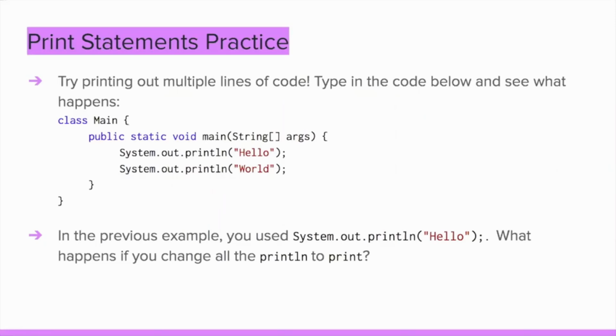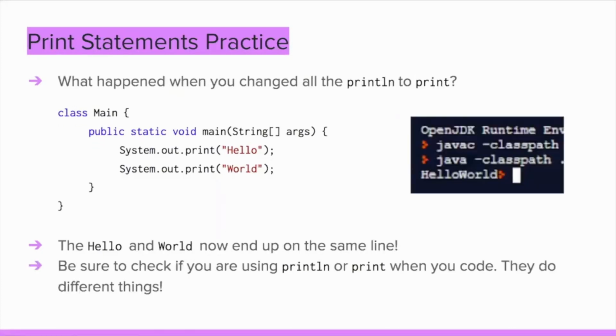In the previous example, you used system.out.println hello. What happens if you change the println to only print? If you look at the screenshot of the console on the screen, hello and world are now on the same line. Be sure to check if you are using println or print when you code. They do different things.